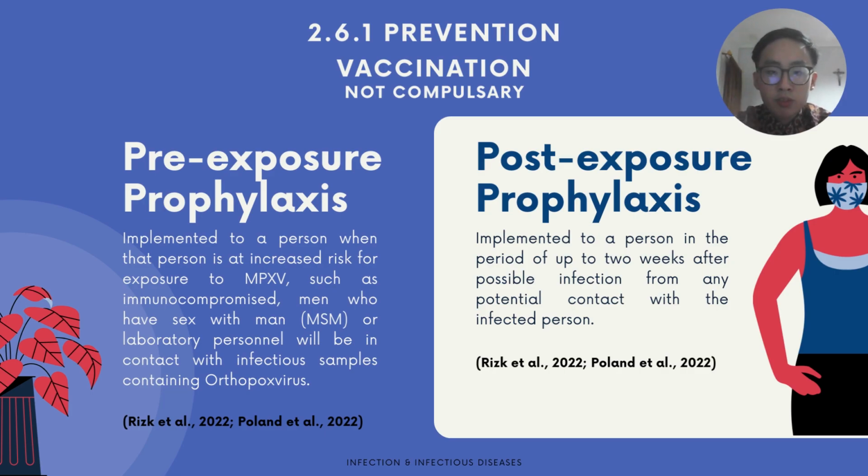The pre-exposure prophylaxis can be implemented for a person at high risk for exposure to the virus, such as the immunocompromised, men who have sex with men, or lab personnel who will be in contact with infectious samples containing orthopox virus. The post-exposure prophylaxis can be implemented for a person up to 2 weeks after possible infection from any potential contact with the infected person.